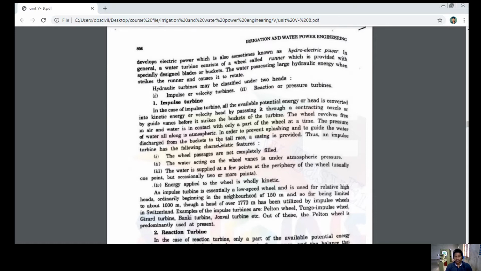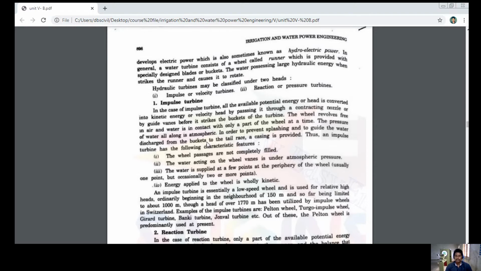In general, a water turbine consists of a wheel called the runner, which is provided with specially designed blades or buckets. I already said the turbine runs so that it is connected by a shaft to the generator. The hydraulic energy strikes the runner and causes it to rotate. Hydraulic turbines may be classified under two heads: impulse or velocity turbines, and reaction or pressure turbines.